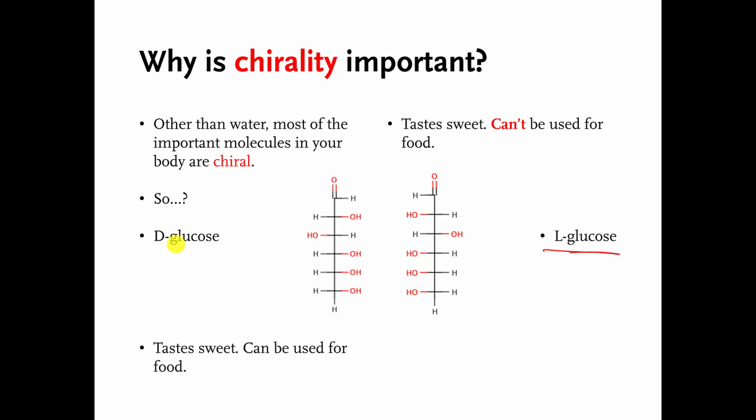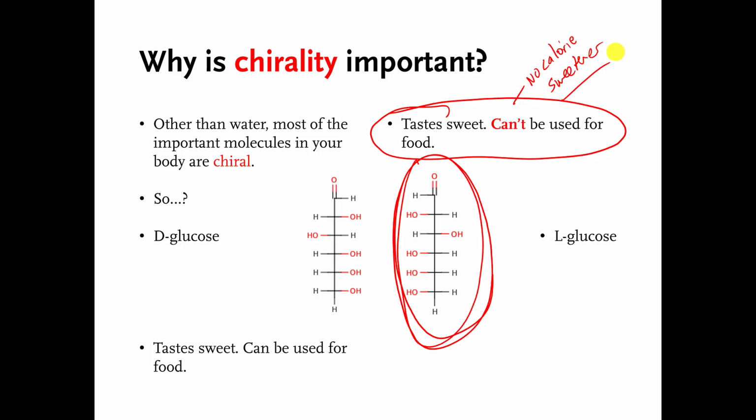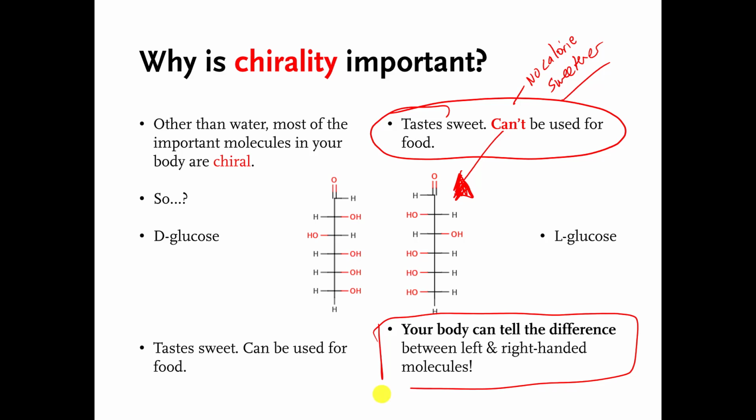There's another example of this. Oh, one thing you can say is, what could you possibly use this molecule for? Tastes sweet, can't be used for food. Well, you could use it as a no-calorie sweetener. We don't use this as a no or low-calorie sweetener. The reason we don't is because this is too expensive to make. It costs too much money compared to other low-calorie sweeteners, but you could if you wanted to. So your body can tell the difference between left and right-handed molecules because your body mostly makes only left-handed or right-handed molecules and not both for specific jobs.